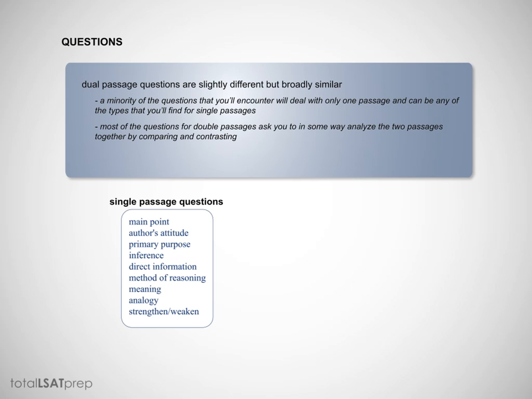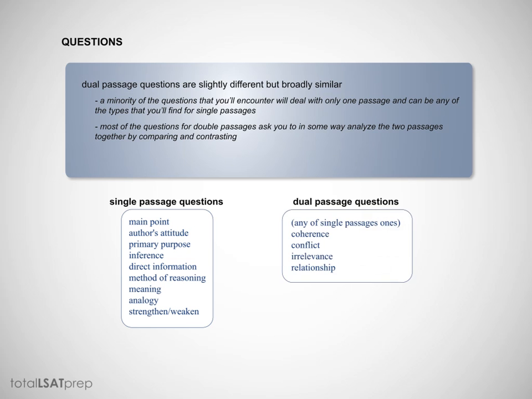Okay, so for the single passage questions, you're going to have main point questions, author's attitude questions, primary purpose questions, inference questions, direct information questions, method of reasoning questions, meaning questions, analogy questions, and strengthen or weaken questions. For the dual passage questions, it'll be any of the single passage ones, so any one of the ones that I just mentioned. And you'll also have coherence questions, conflict questions, irrelevance questions, and relationship questions.